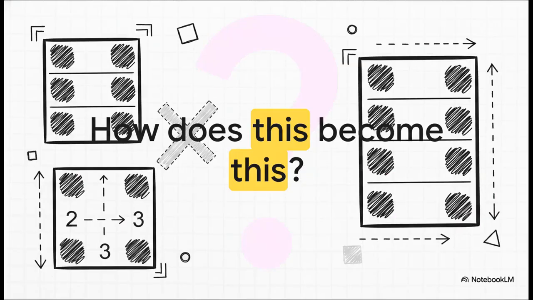Okay, so look at this. On the left, we've got two matrices. And then, poof, on the right, a totally new one just appears. It kind of looks like magic, right? But I promise you, it's not. It's all about a simple, repeatable pattern. The real question is, can you see what's happening here?